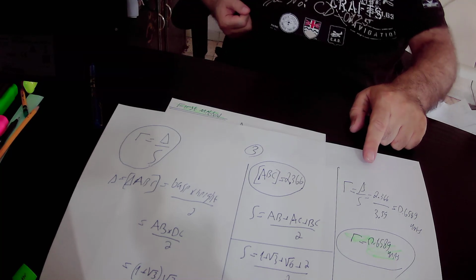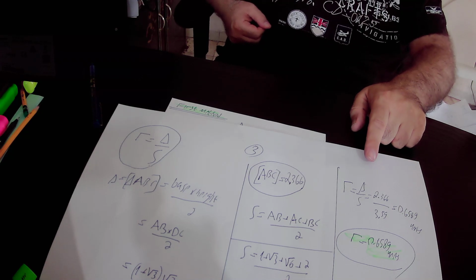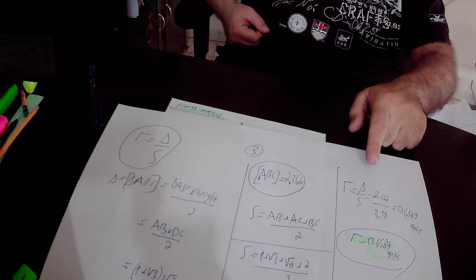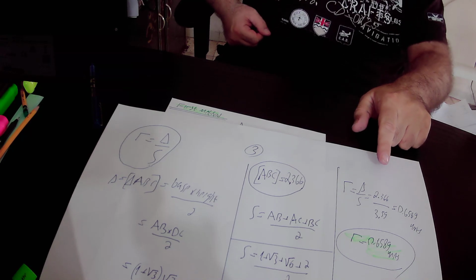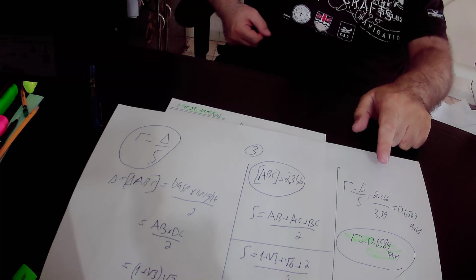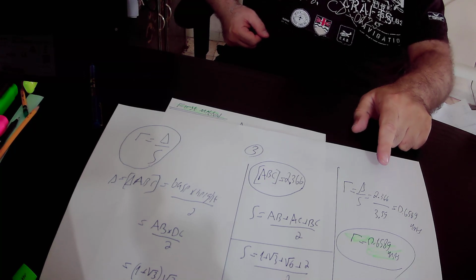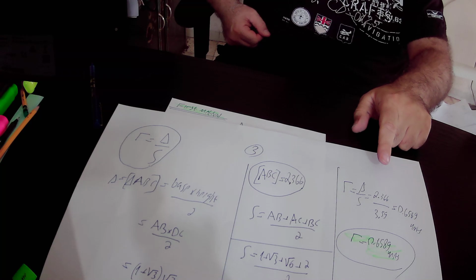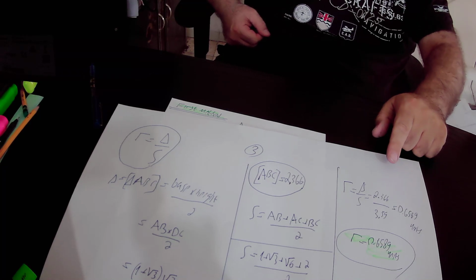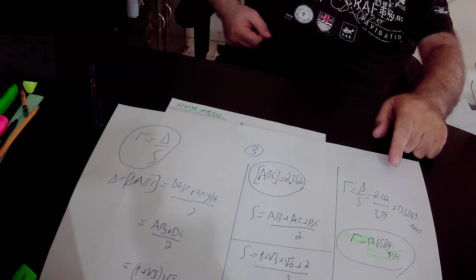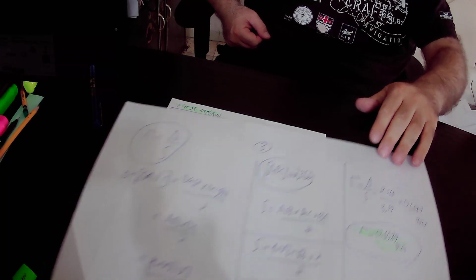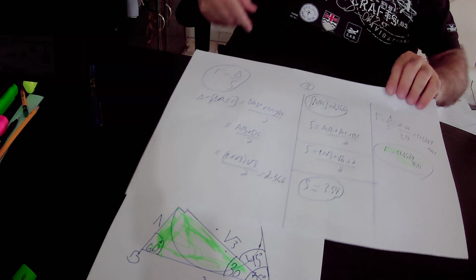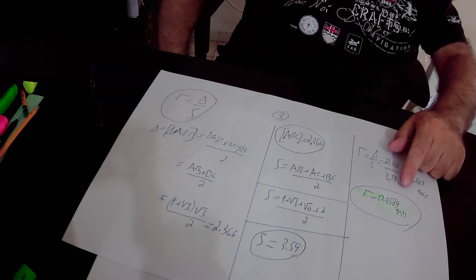The radius, according to the formula for the circle that is inscribed in triangle ABC, will be equal to the area of triangle ABC over the semi-perimeter of triangle ABC. We found out that the area of triangle ABC is equal to 2.366 square units, and the semi-perimeter of triangle ABC is equal to 3.59 units. So 2.366 over 3.59 is equal to 0.6589 units. The radius of this circle that is inscribed in triangle ABC equals 0.6589 units.